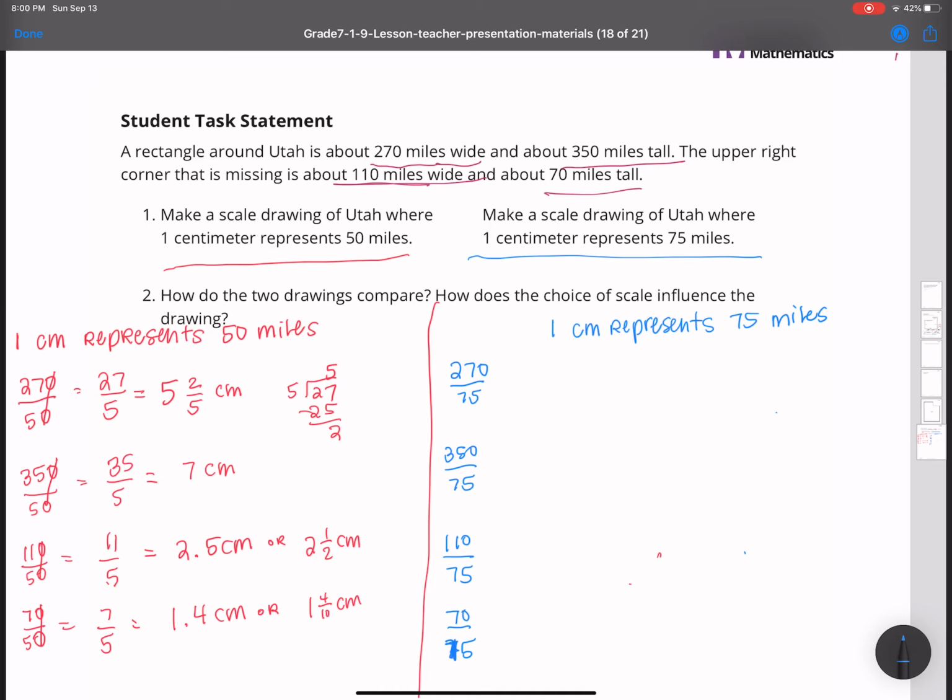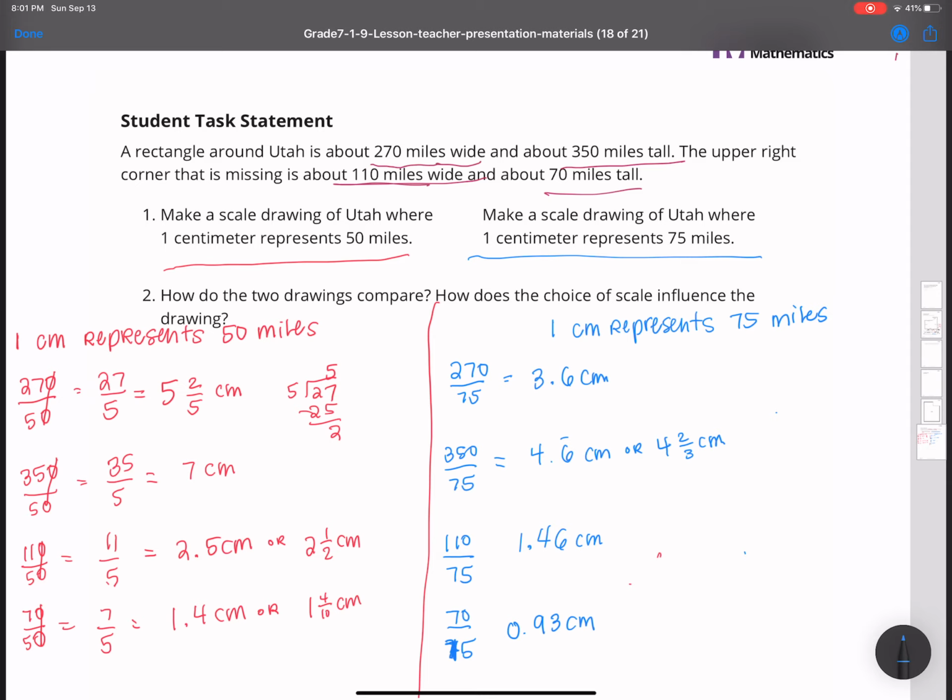So when I do that, I should get, and I'm going to write this down, I'm using my calculator. You can use your calculator at home. I'm just using the calculator for time's sake. But it will be 3.6 centimeters. The next one will be 4.6 centimeters, a continuing decimal, or you could put 4 2/3 centimeters. Then the next one would be 1.46 centimeters. And the next one would be 0.93 centimeters.